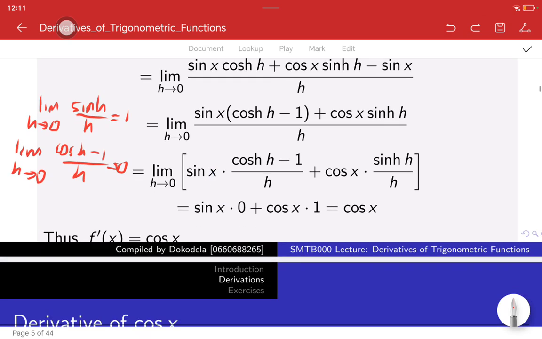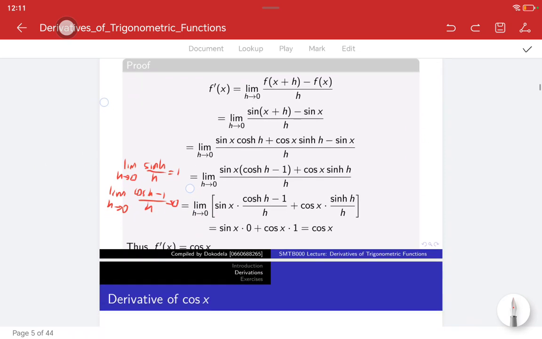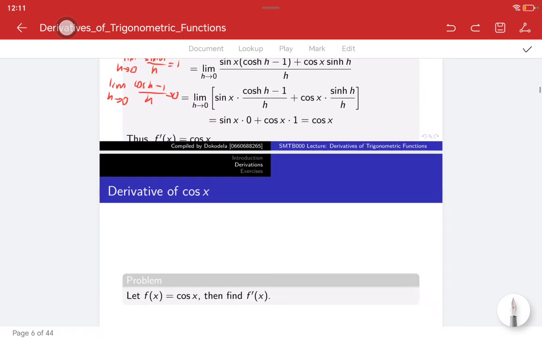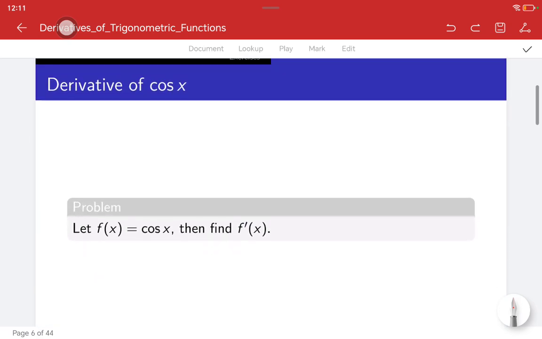So thus f prime of x is equal to cos of x. So now coming to the second problem, where we need to derive cos of x using the same approach. Now when we come here to cos of x, we are given that, let f of x equal cos of x, then find f prime of x.